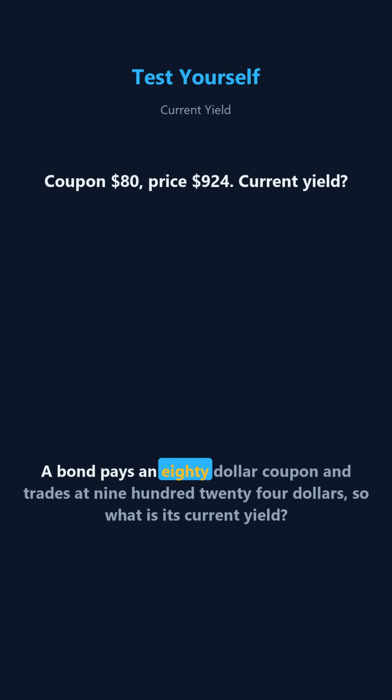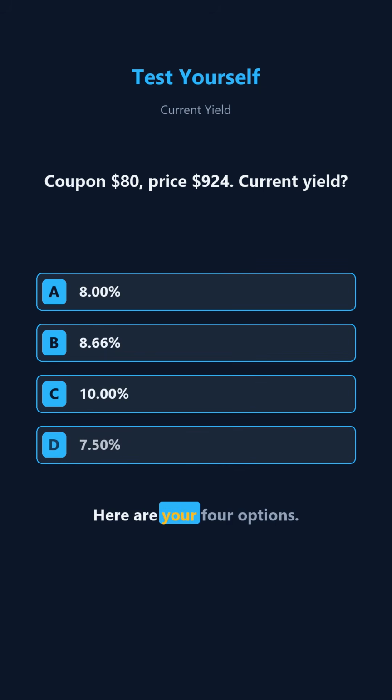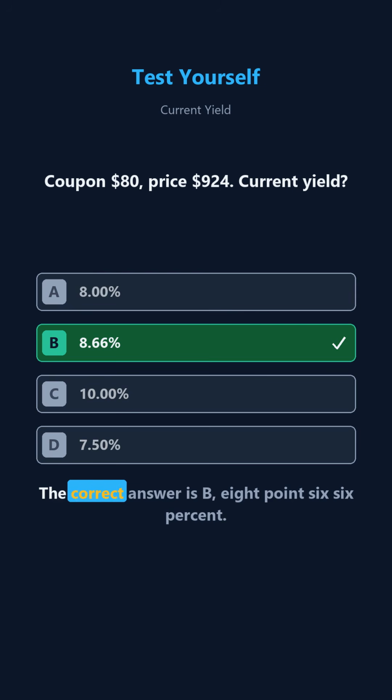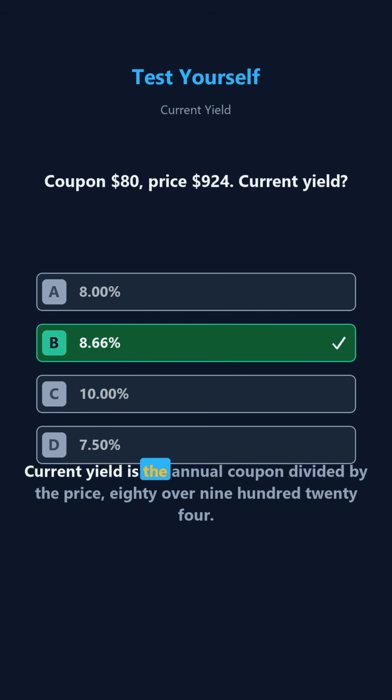Quick quiz, test yourself. A bond pays an $80 coupon and trades at $924. So what is its current yield? Here are your 4 options. Pause the video and solve it now. The correct answer is B, 8.66%. Current yield is the annual coupon divided by the price, 80 over 924.